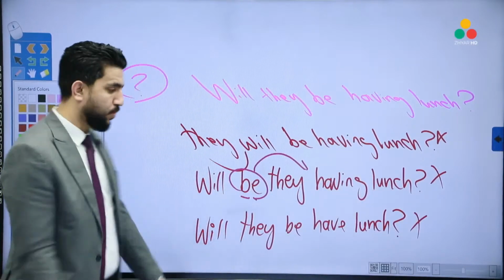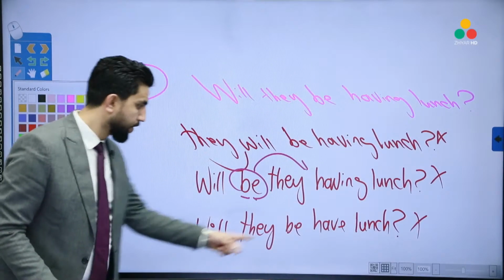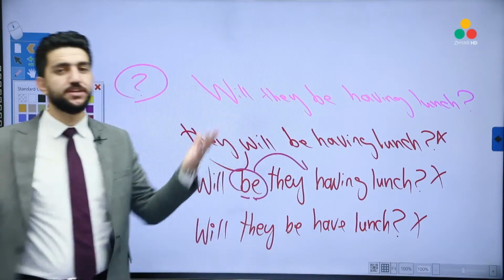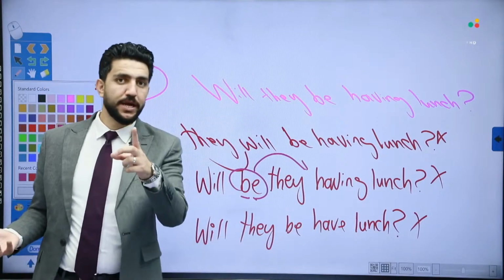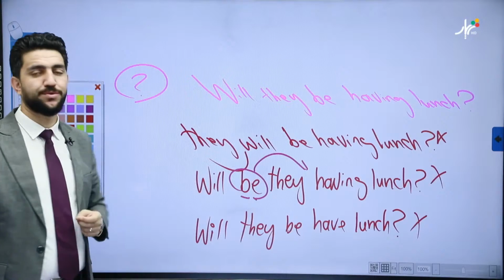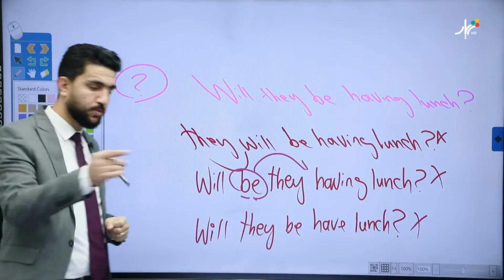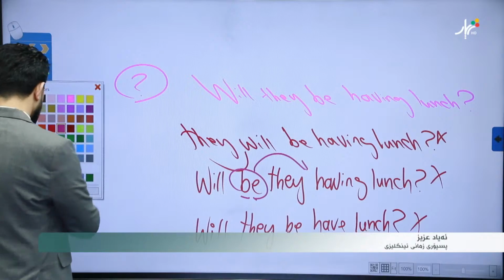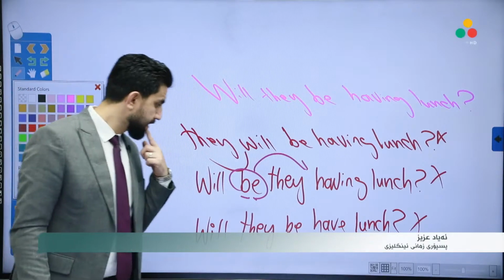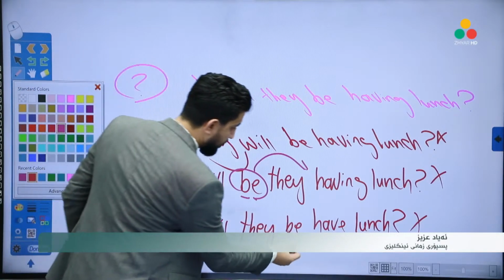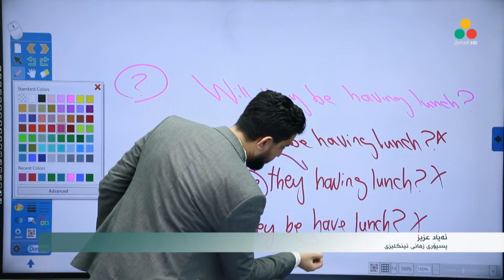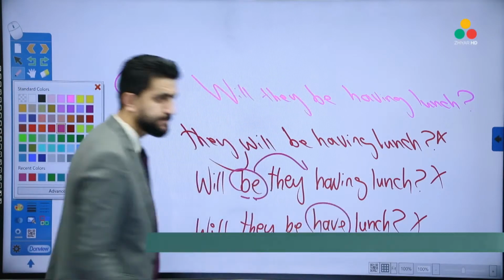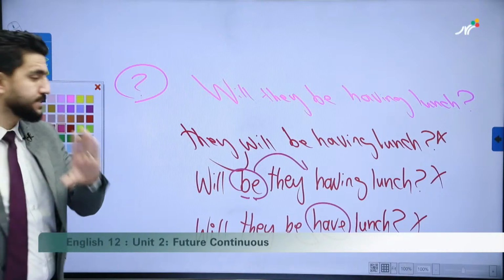Come on, Mr. Zhyar, why is this wrong? We have will, we have be, be is followed by they. We have a question mark, everything is correct. Yes, you're right, everything is correct, but one thing is wrong. Which one is it? What do you think? You tell me. I'm sure you can do it, come on. Very good. Be is correct, but we said after be we need verb ing. Is it verb ing, this one? It's not, it's have. That means it's also incorrect.